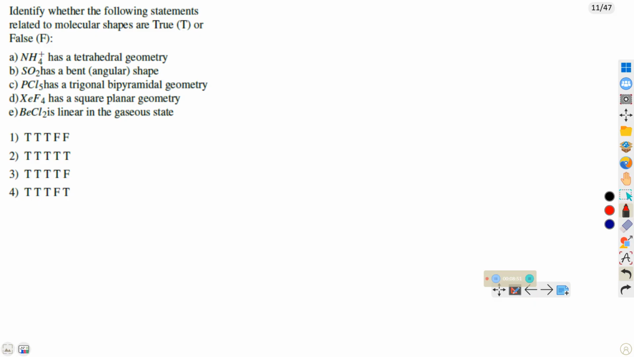Identify whether the following statements related to molecular shapes are true or false. NH4+ tetrahedral geometry, correct, because it undergoes sp3 hybridization. SO2 bent or angular geometry, correct. PCl5 trigonal bipyramidal, correct. XeF4 square planar, correct. BeCl2 linear, correct. Second option.